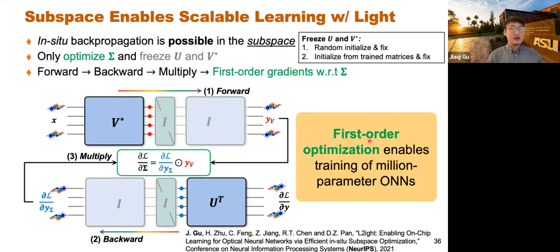And it turns out this first order subspace gradient is very helpful. You can directly use it to train million parameter optical neural networks without any scalability or training performance degradation. And this algorithm is enabled by leveraging the reciprocity of this optical linear system. So you only need two passes, forward and backward, to directly calculate the circuit gradients.